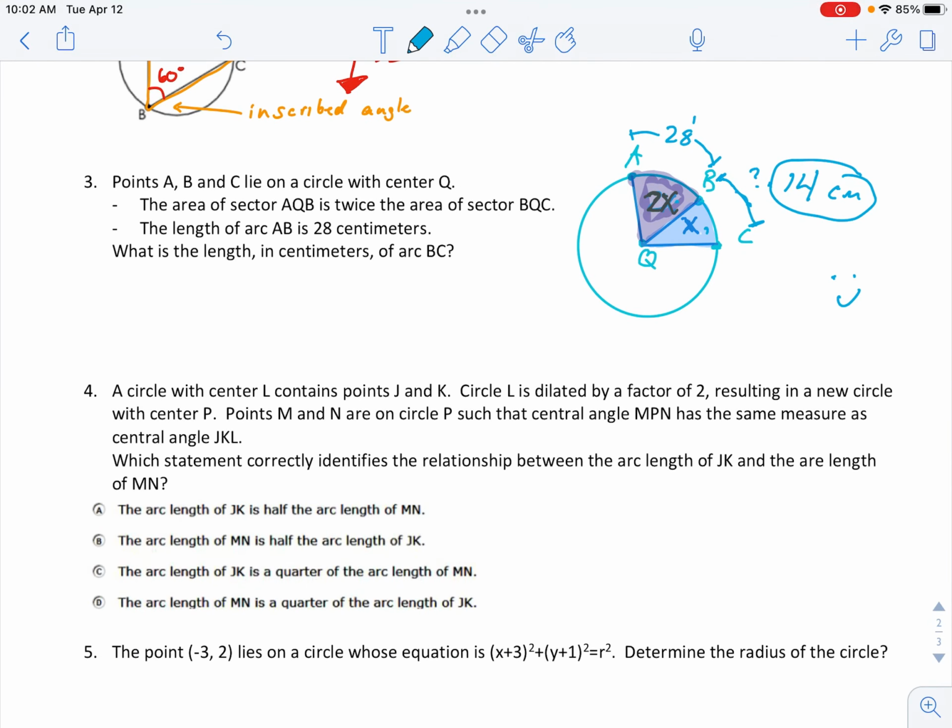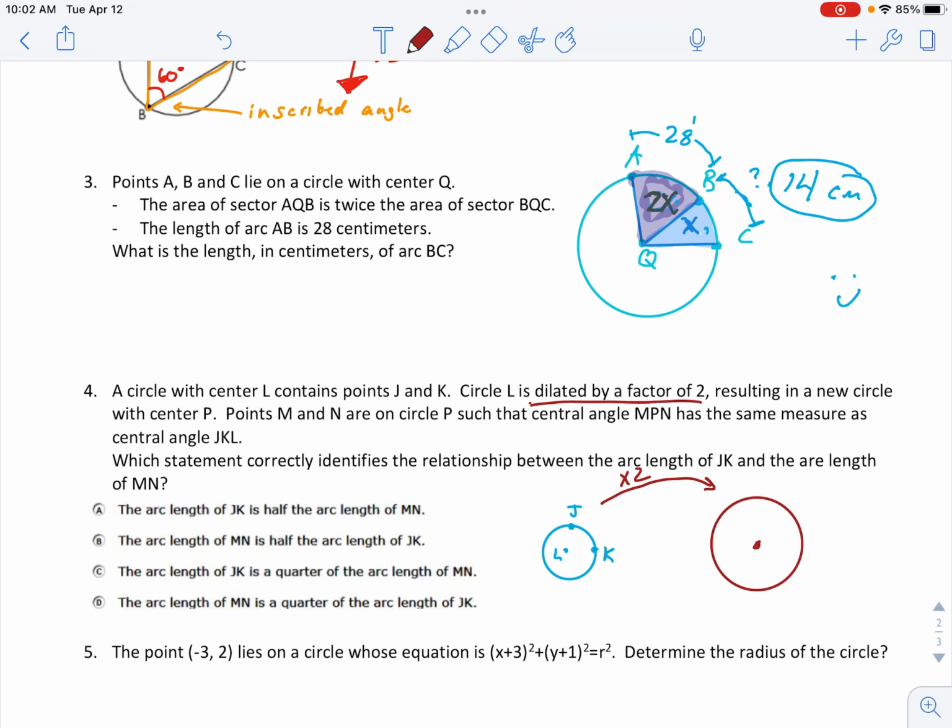Same with this one. A circle with center L contains points J and K. All right, so we're going to just draw some circle, center L, J, and K. It's dilated by a factor of 2. Dilated means it can get bigger or smaller, but since we're dilating by a factor of 2, that means it's getting twice as big.